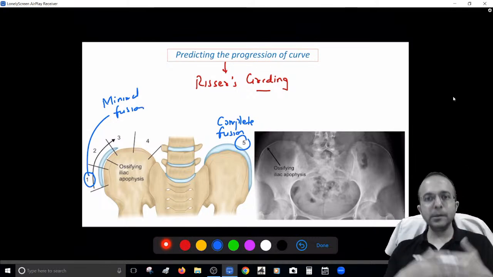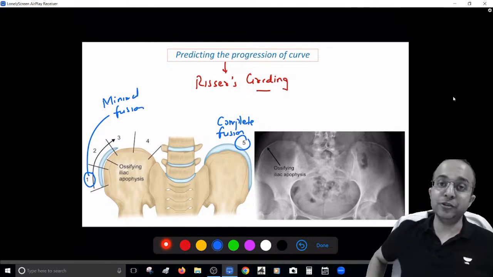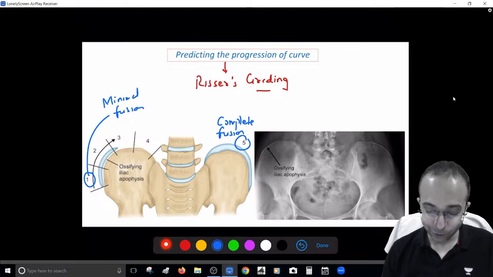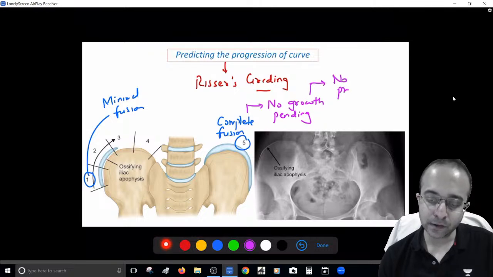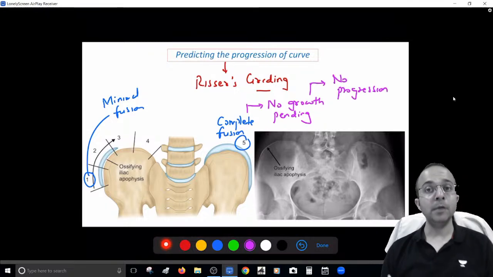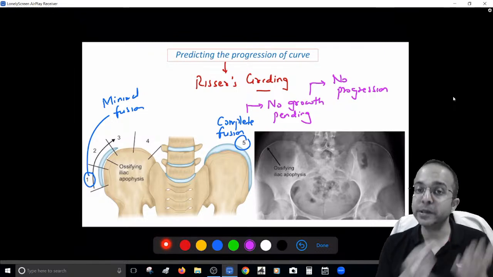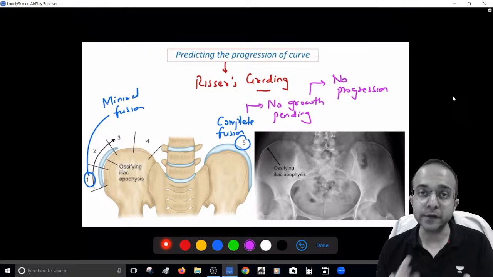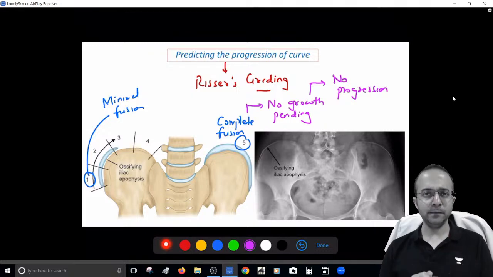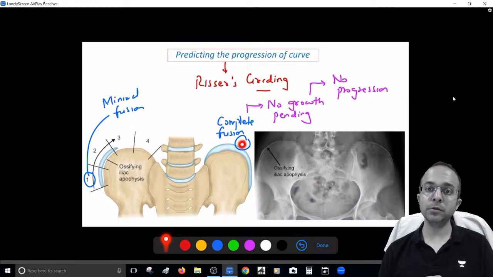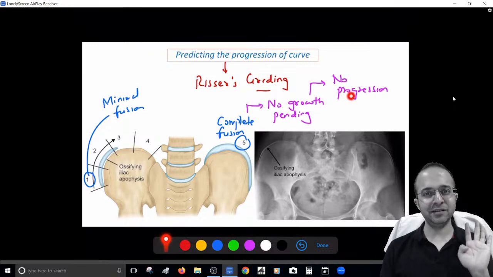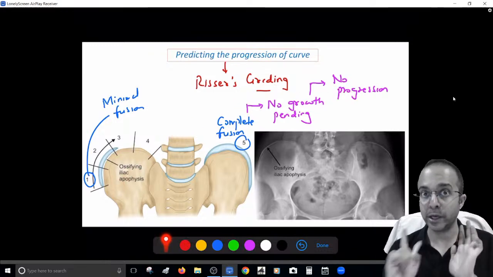How much of the iliac apophysis has fused tells you the Risser's grade. But mind you, if there is complete fusion, there is no growth pending in the body. And if there is no growth pending, there is going to be no progression in scoliosis, because scoliosis being a developmental deformity, it increases with growth. So in a simple way, if the Cobb's angle is high, it's a severe disease. But if the Risser's grade is high, there is no chance it will progress. So a low Risser's grade is a problem, not a high one.